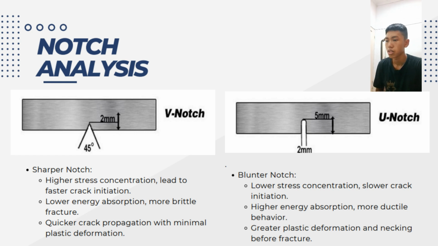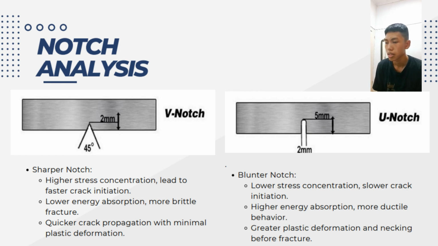So in the next part of the notch analysis, I'm going to be discussing how the sharpness of the notch can determine the result of the impact test experiment. With a sharper notch, the specimen may experience higher stress concentration, which leads to faster crack initiation. And the material may experience low energy absorption due to the less area and sharp edges embedded in the specimen, which can make the material appear more brittle even though it's ductile. Also, quicker fracture with minimal plastic deformation will occur.